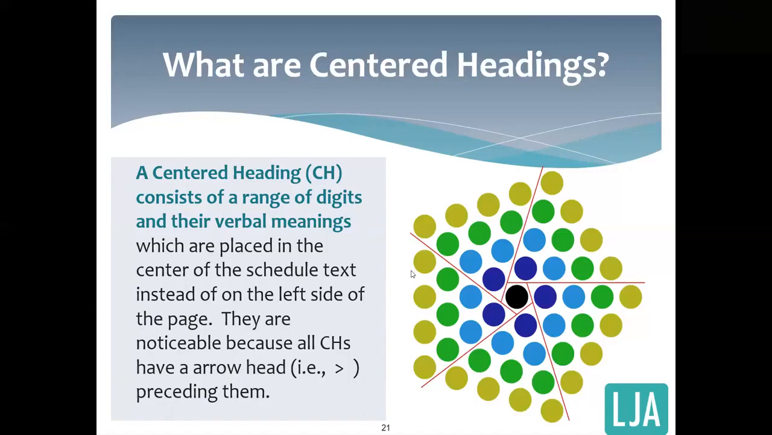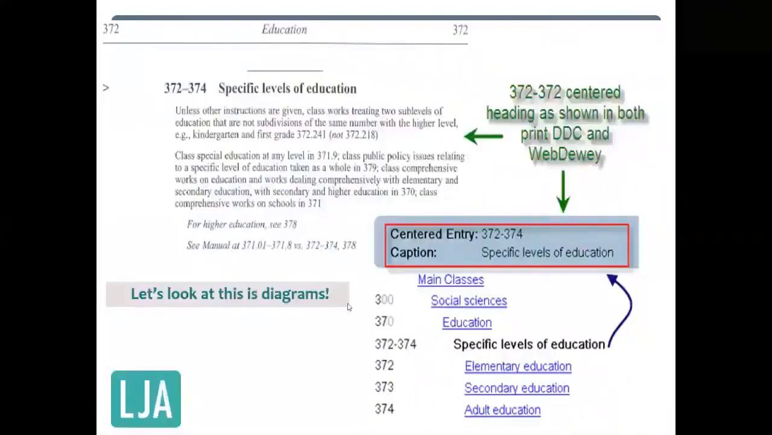In the print, they're going to be in the center and they're going to have that little arrow. So here's an example. If you're looking in the print or some older version, you would see something like this; in WebDewey, you're going to see something that's very indented like that. And so you see here 372 to 374, specific levels of education. And then down here it actually breaks it out.